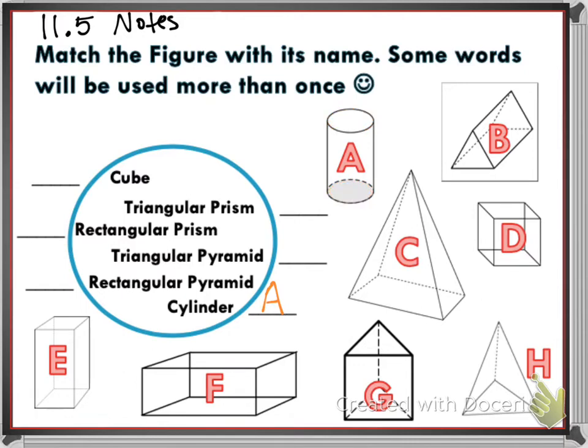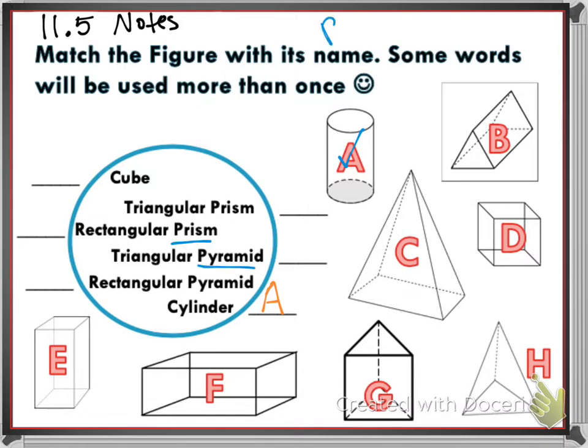We'll move on to letter B. So we got that one taken care of. B. So all of the edges are straight. So it's going to be either a prism or a pyramid. Students get this one wrong only because of the difference between a prism and a pyramid.